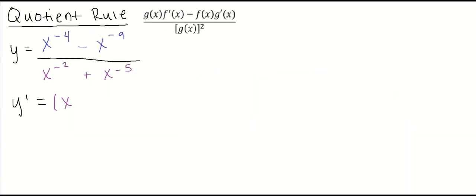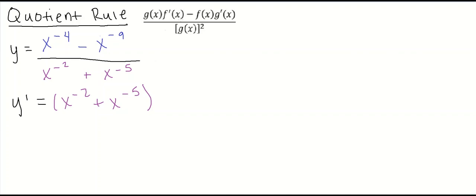This is the last example that we're going to look at, and so we're going to again use quotient rule here because we have two functions, one on top and one on bottom, being divided by each other. And so we want to find y prime. And to find y prime, we first take the bottom function and we just rewrite it. So our bottom function is this x to the negative 2 plus x to the negative 5.